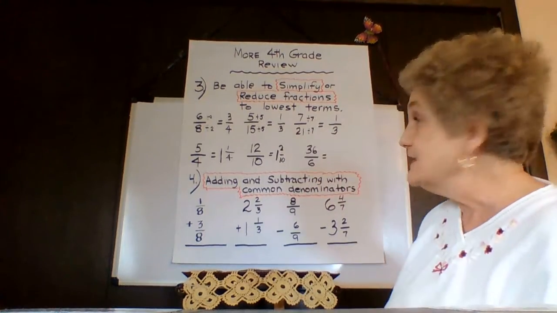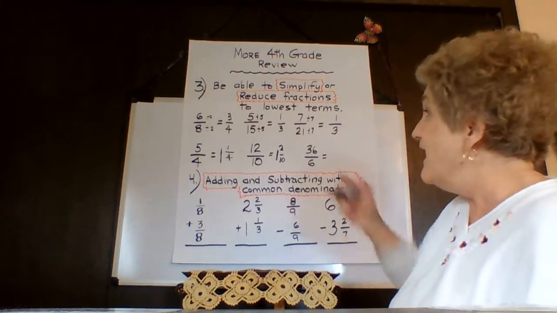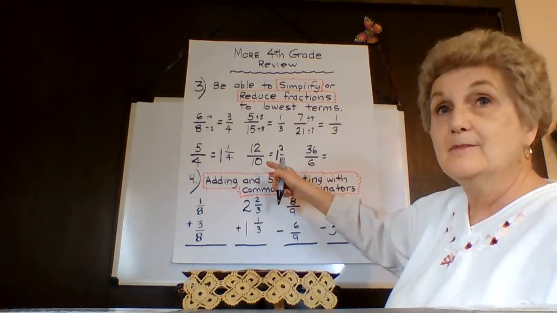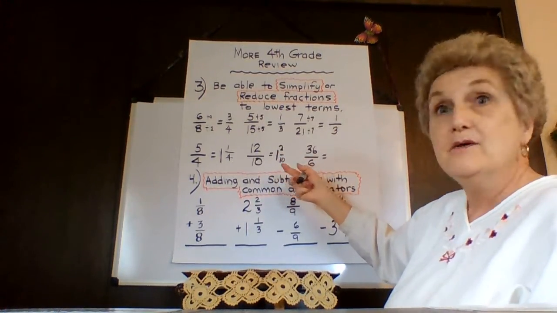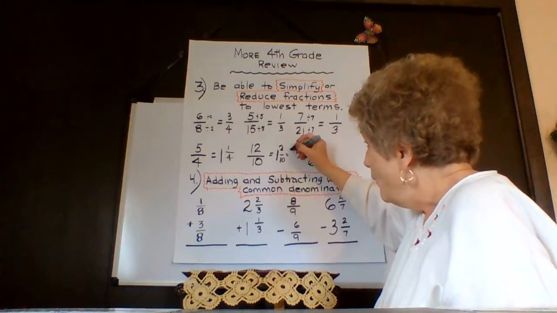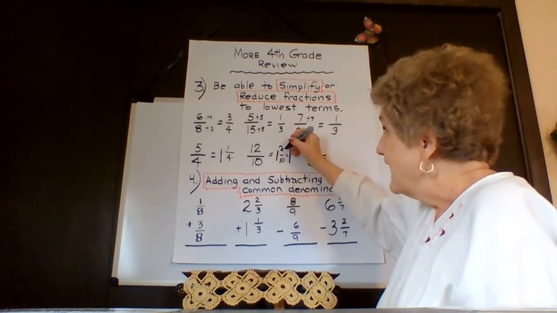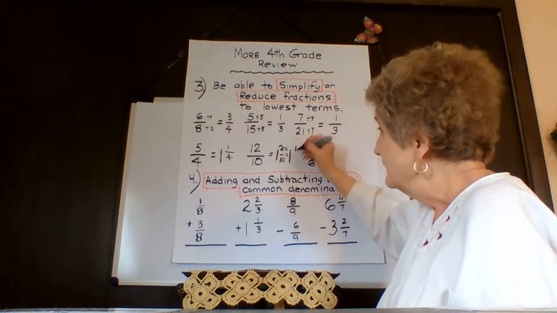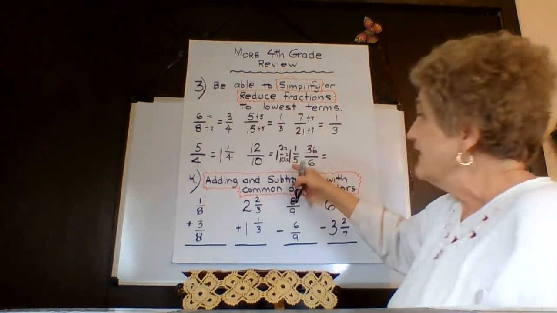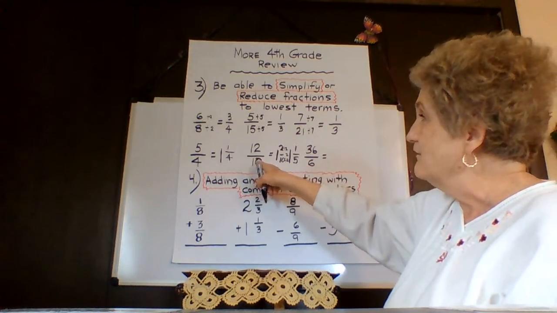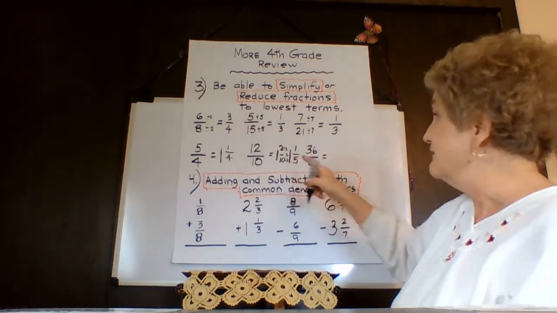Okay, but you still see something wrong with that one? This fractional part of the mixed number can still be reduced. I know they're both even, so I can divide by 2. Don't forget to bring over the 1. 2 divided by 2 is 1. 10 divided by 2 is 5. The simplified or reduced form of 12 over 10 is really 1 1/5.